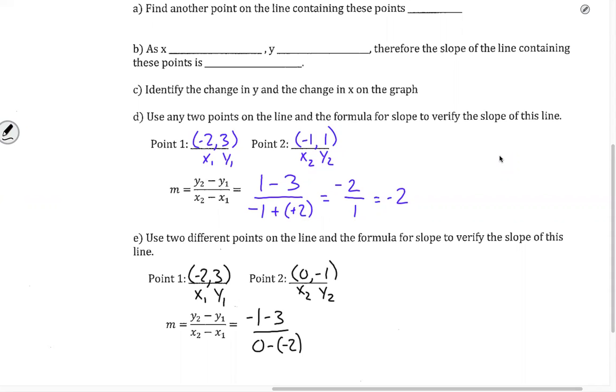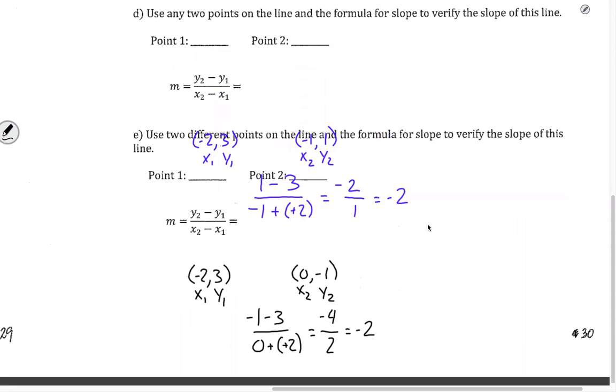And I'm careful to make sure I put it in parentheses. So I have 0 minus -2, which is going to be a positive 2, so 0 plus 2 is 2. And -1 minus 3 is -4, so that's going to be -2. So you can see, again, my slopes are the same.